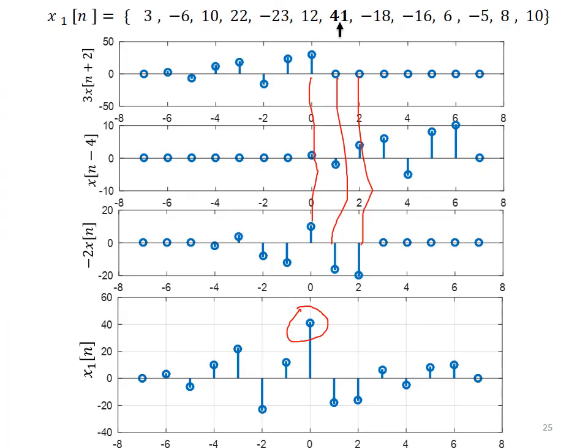The same is solved here graphically. So we have 3x of n plus 2, x of n minus 4, and minus 2x of n. These three are added together, and the result is this one. Similarly, these three are added. Graphically it is somewhat easy, but it is more time consuming. So either you can do it mathematically like we did in the last slide, or you can solve it graphically. In either case, obviously the answer would be the same. It depends on whichever is convenient for you.